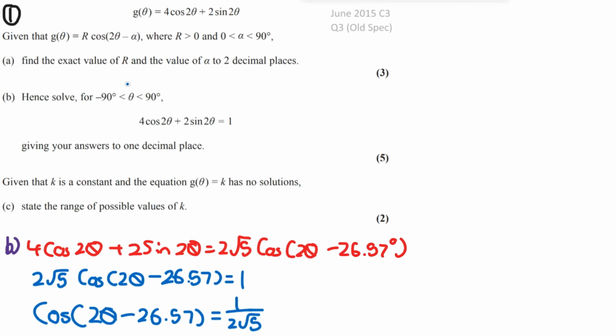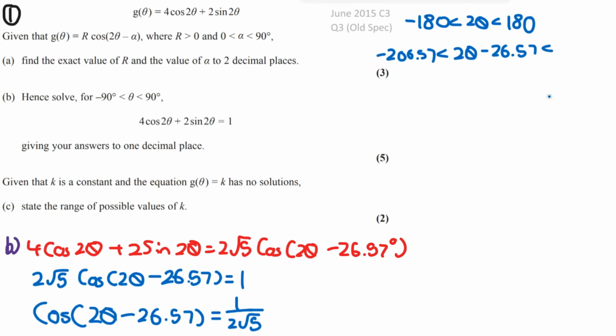So firstly, we need to expand this interval, and at the moment it is in terms of theta, we need to make it in terms of this here. So firstly, we're going to multiply everything by 2, so it becomes minus 180, 2 theta, 180, and then we're going to minus 26.57 from everything, so this becomes 2 theta minus 26.57, and then minus 180 minus 26.57 is minus 206.57, and then 180 minus 26.57 is 153.43. So this is the new interval that we're working in.